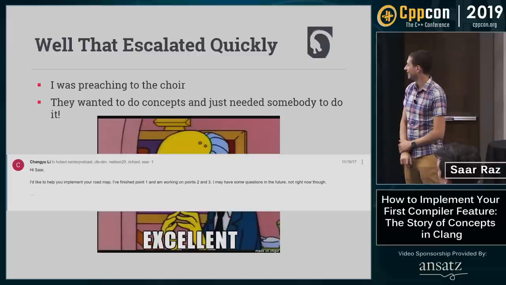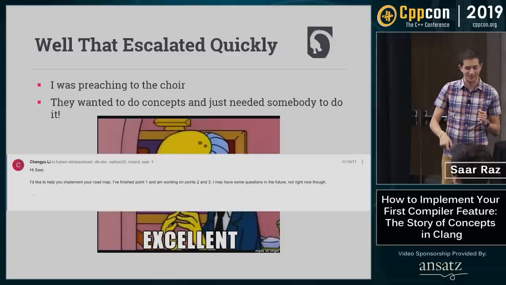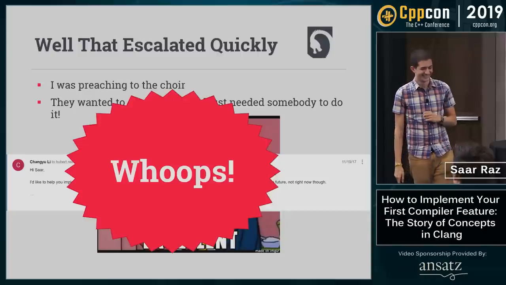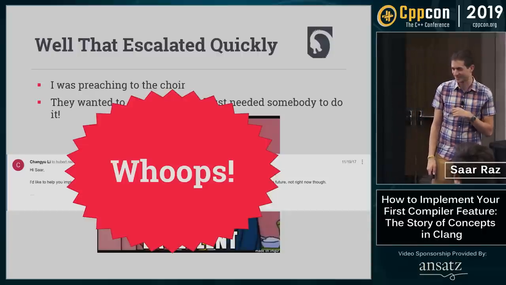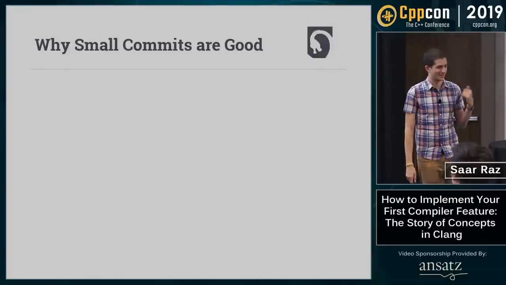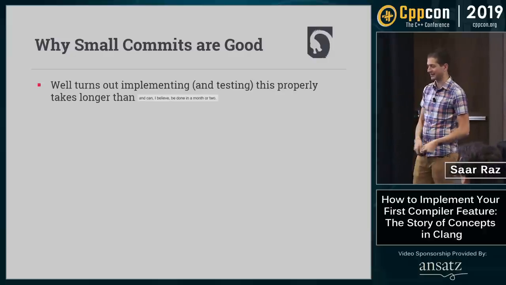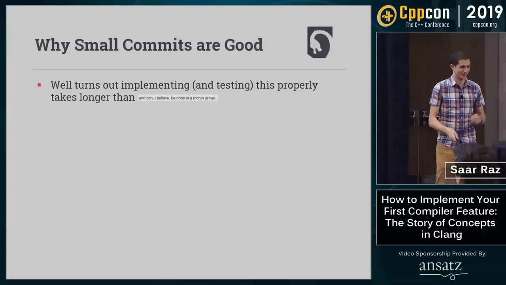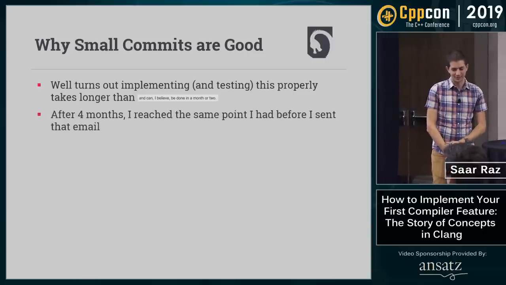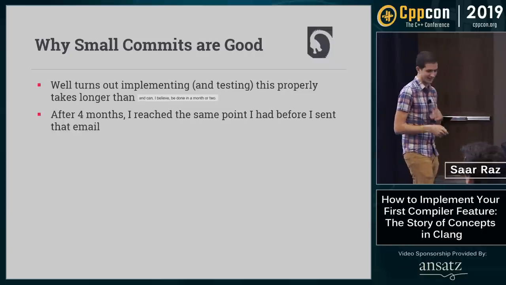And then I got this reply saying, I want to help you implement your roadmap. I've already finished point one, and I'm working on 2 and 3. If I have any questions, I'll let you know. And I was like, whoops. It was not the appropriate time to tell him that I already have the thing ready. And then 4 months later, I realized why small commits are a good thing. It turns out that actually implementing and testing this correctly takes longer than just, I believe, a month or two. After about 4 months doing this in my spare time, I reached the same point I had before sending that email, but with properly tested patches.